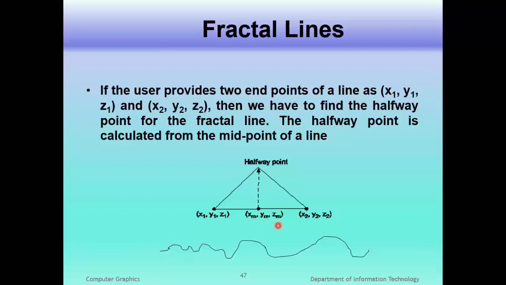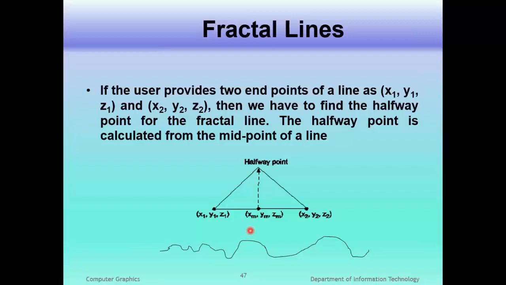We can calculate this random offset by a formula: dx is equal to L into W into cos, dy is equal to L into W into cos, dz is equal to L into W into cos, where L is the length of the segment and W is the weight factor for roughness of the curve, that is the fractal dimension, whereas cos is equal to some random average value between -1 and 1.